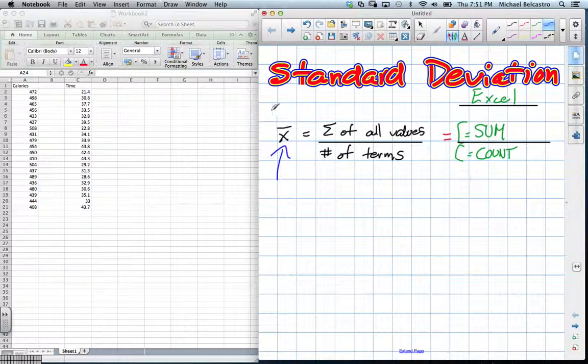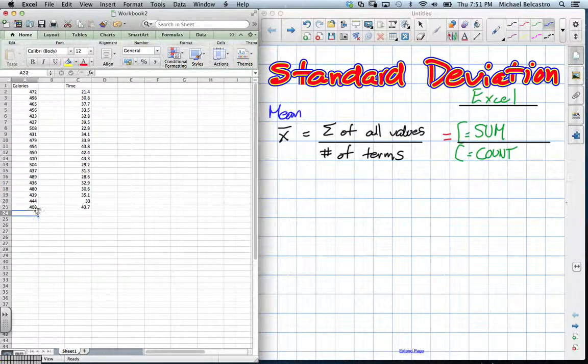So in order to find the mean, if we look to the left of this page, we have an Excel sheet, and they've given us calories and time. In order to find the mean, the fastest way to do it is to put a function into this Excel sheet. So we put equals. That way it knows we're doing some sort of math equation.